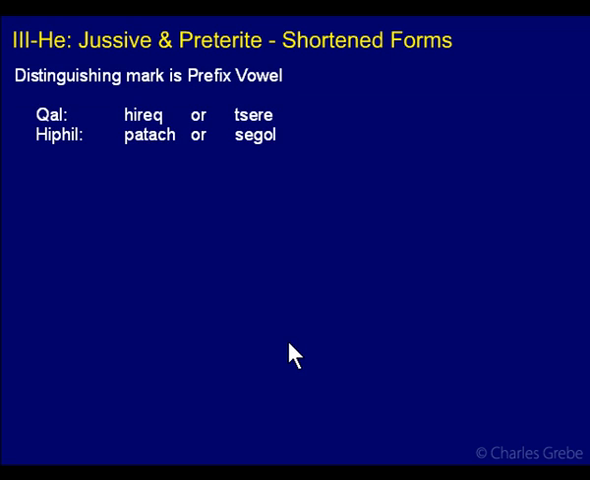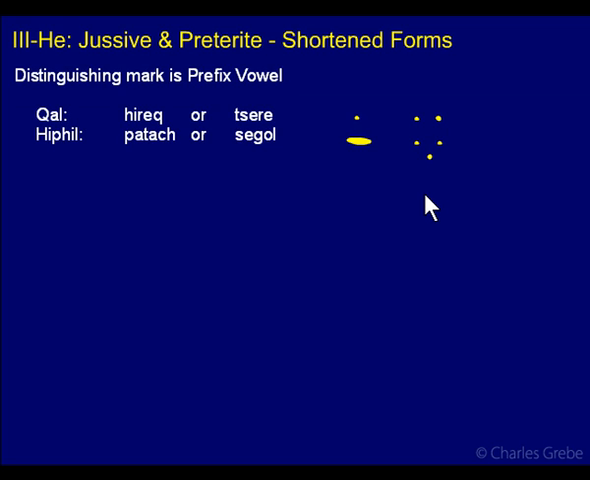And that's what I've summarized here. For the kal, you have hiriq, which is what you would expect, but it can lengthen to tsere. For the hiphil, you have patach, which is what you would expect, but because of harmonization with the segol helping vowel, it can also become a segol.